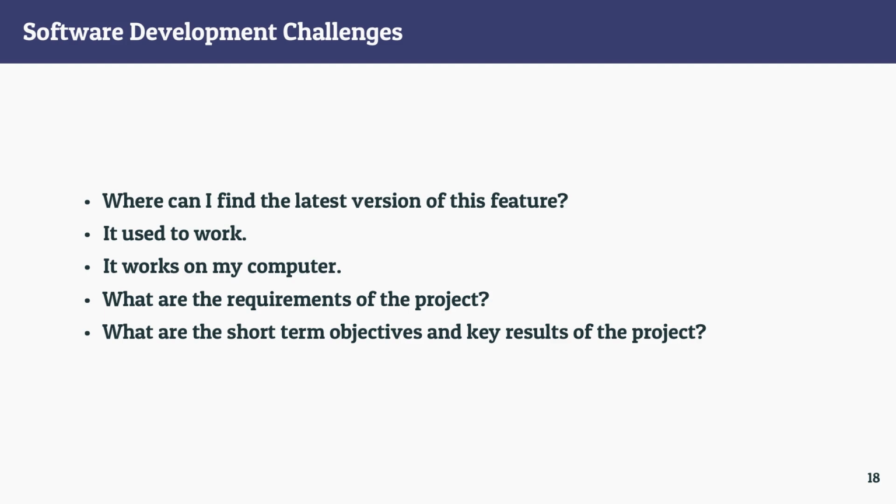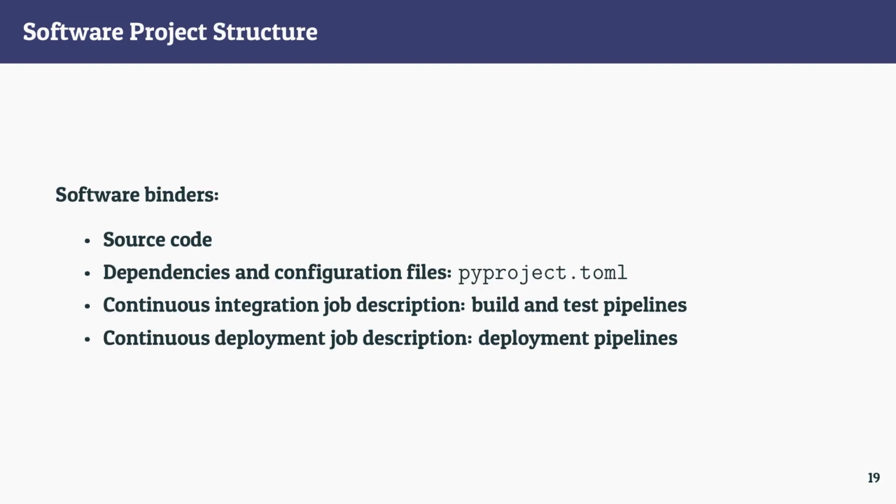A binder, in the software project structure context, is a code repository that contains the source code and enough information to reproduce an environment to run the code for further development or for use in production. The binder also includes continuous integration and continuous deployment jobs that are automatically executed by GitHub Actions, for example, after a change is committed to the repository.